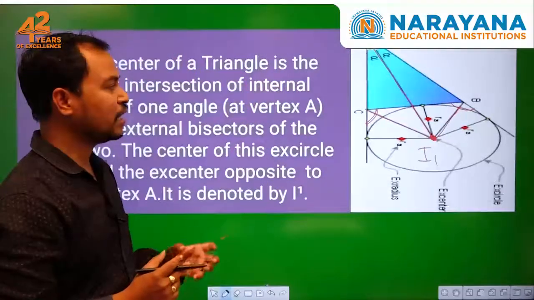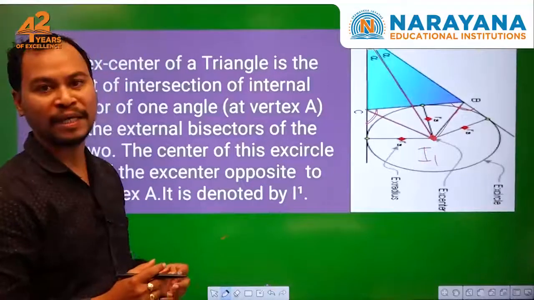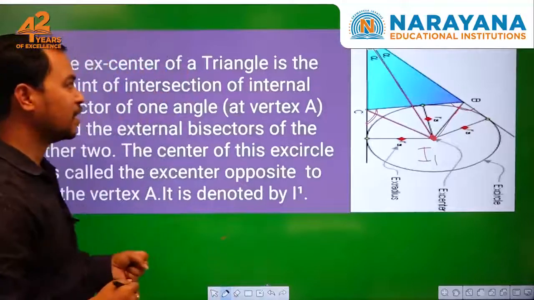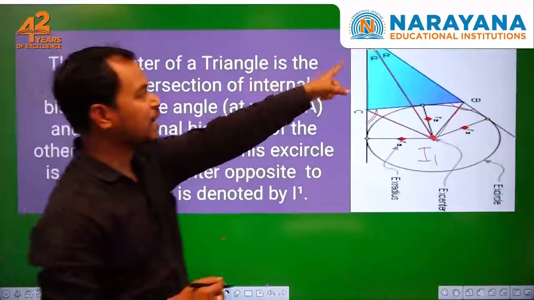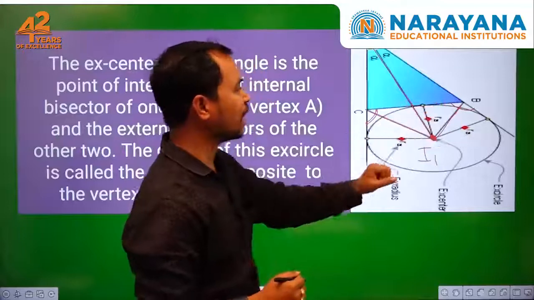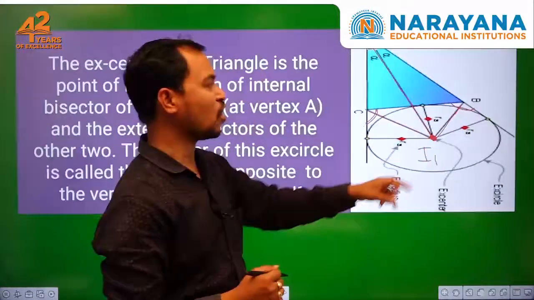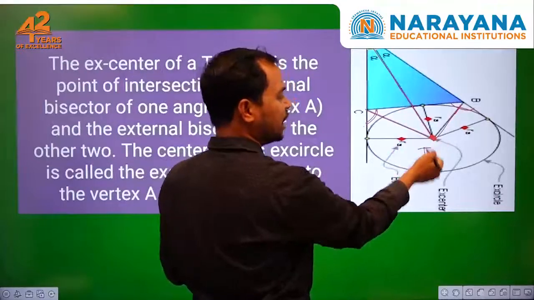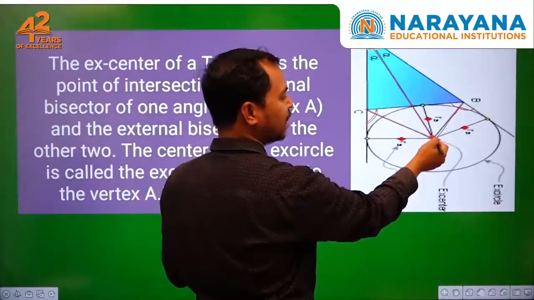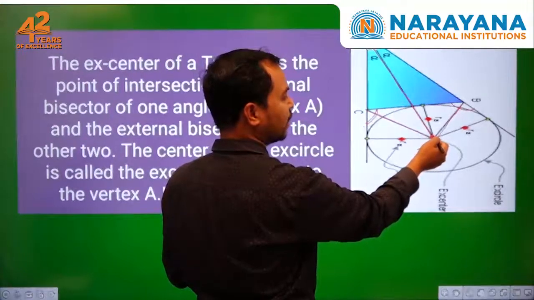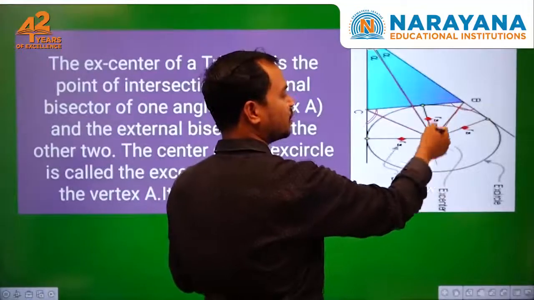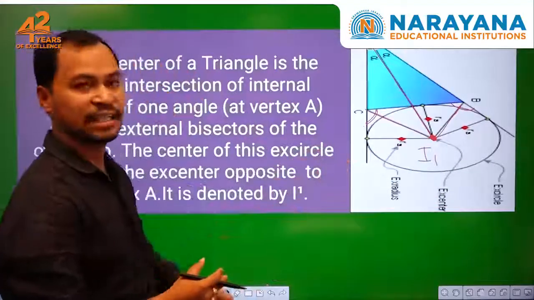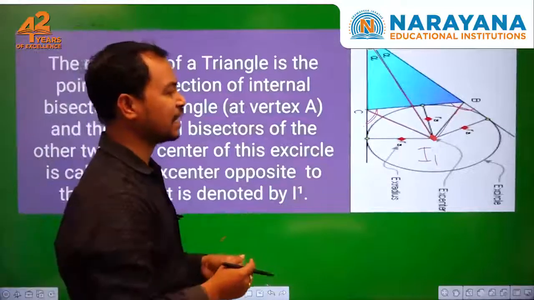Now a simple question: how many excenters does a triangle have? There will be three excenters. Once again, one internal angular bisector and two external angular bisectors, the point of concurrence is called the excenter. So this is the center, a point, denoted with I1. By taking this point as center, and taking the distance from the point to side BC as radius, if I draw one circle, it touches the three sides like this, and that is called the excircle.